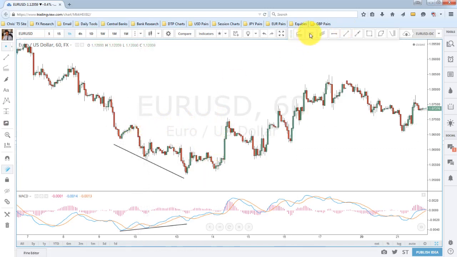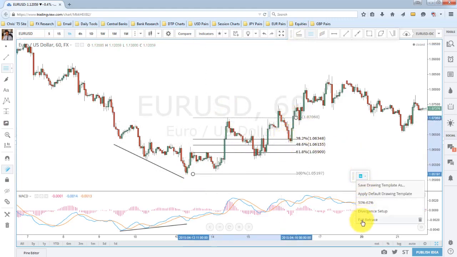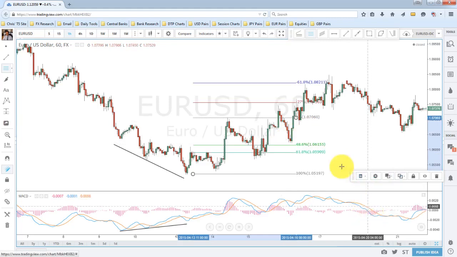So what we're going to do is take our Fibonacci retracement tool, and I actually have a template set up specifically for this setup. So I'm just going to switch over to that. It's the divergence setup right there. But you can see it added on these extensions right here. And these are our trade targets for the divergence setup. So now you can see we measured this swing.